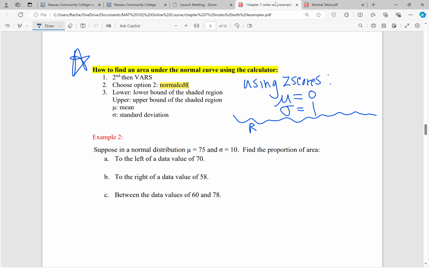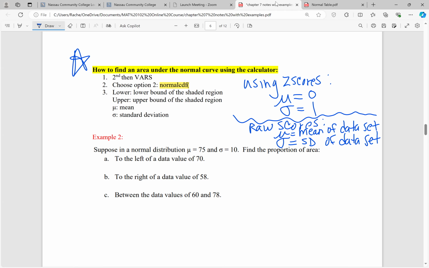If I was using raw scores, then we would use the mean of the data set, and we would use the standard deviation of the actual data set. This is only if we were using raw scores. And you'll see, we're going to do both.